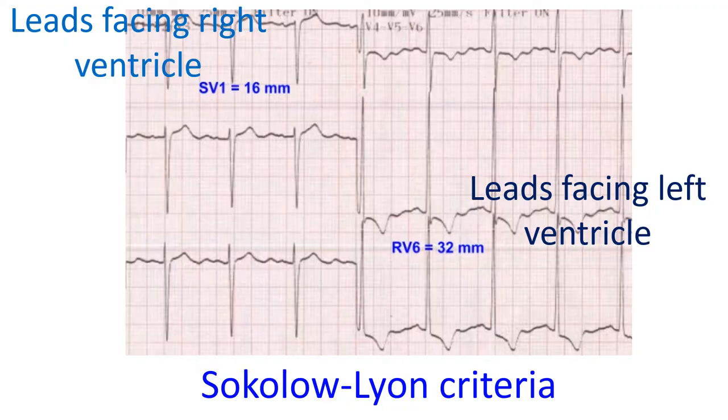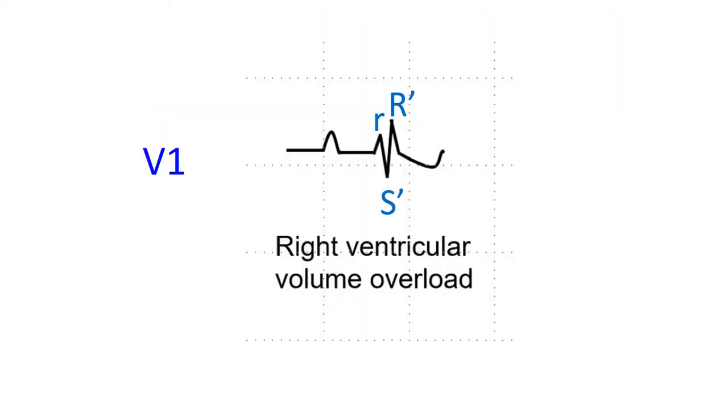the right ventricle. Right ventricular volume overload manifests as an RSR prime pattern in lead V1, which is also known as incomplete right bundle branch block pattern. It is typically seen when there is a defect in the wall between the two upper chambers of the heart.